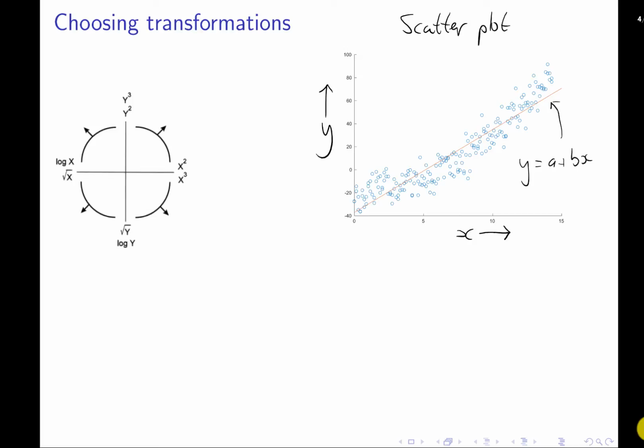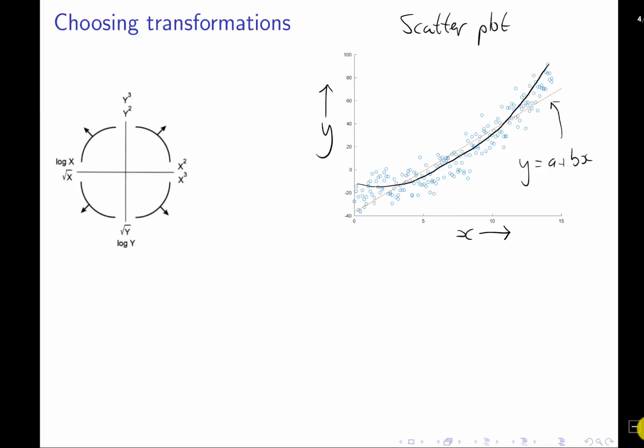Okay. It doesn't look perfect. It looks like there's some curvature here that we're missing with our model. So how could we correct for this? Well, you can probably guess in this case what to do. But if we go over to Mosteller and Tukey's bulging rule, we can see that we could try adding an x squared or an x cubed to the model.